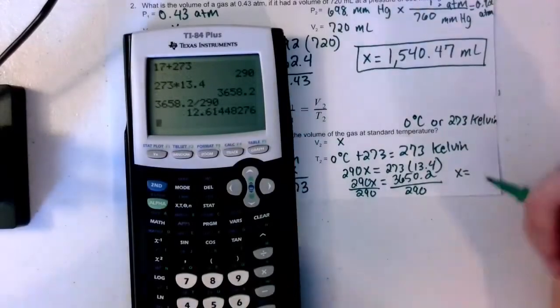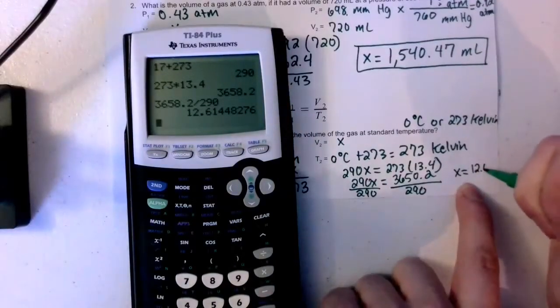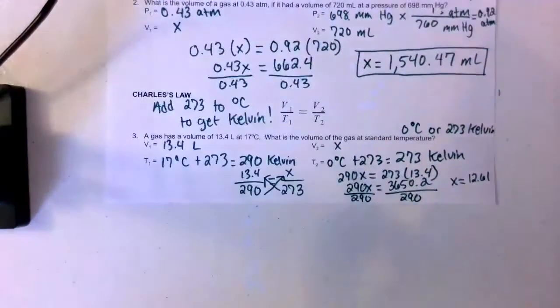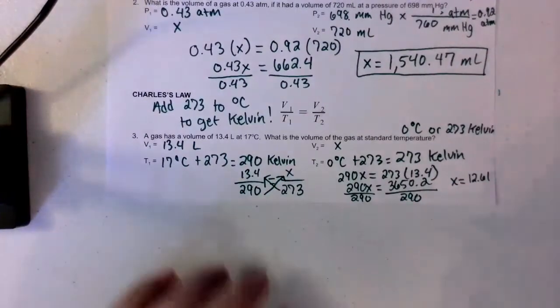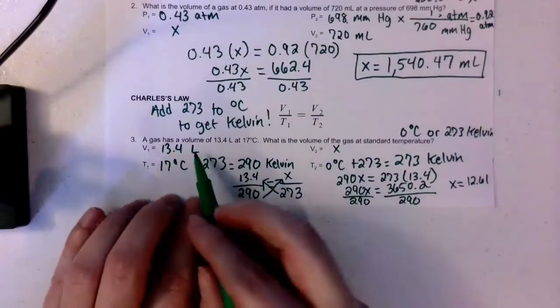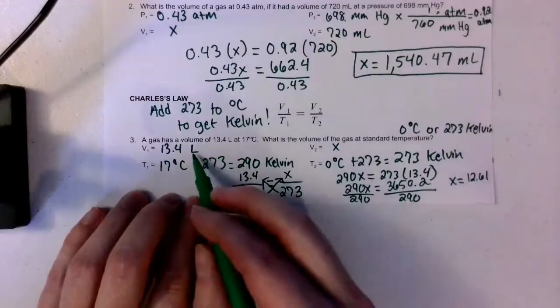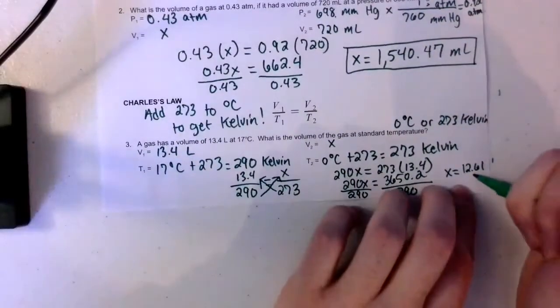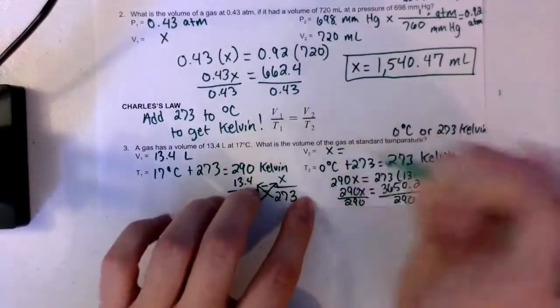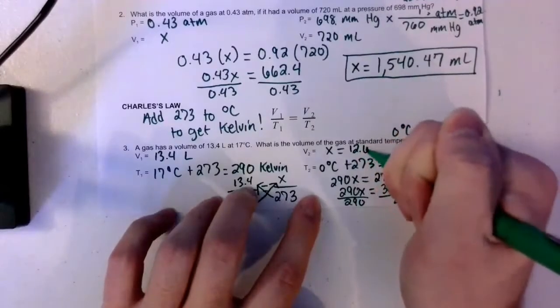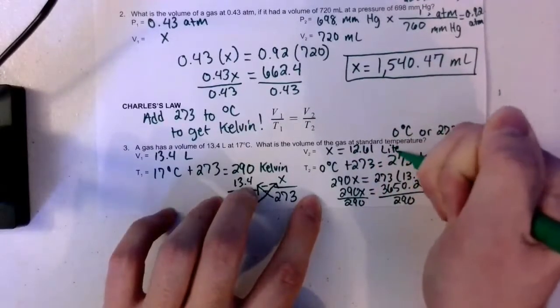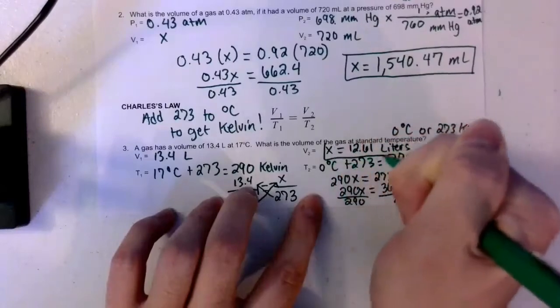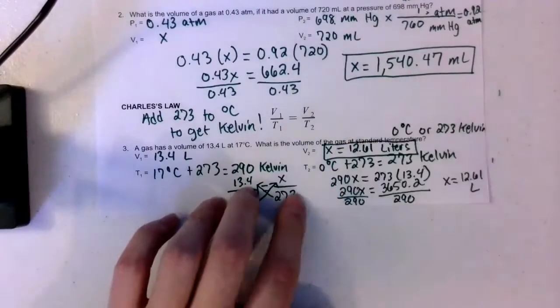Alright, that gives me 12.61. Since I've got 12.61, I look up here and say the units have to match, so 12.61 has to be liters, or a capital L. So x is going to be equal to 12.61 capital L, or liters. So there's your answer for that one.